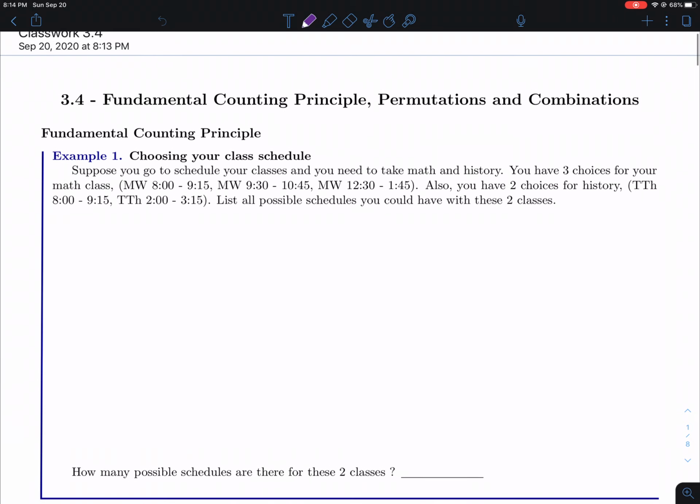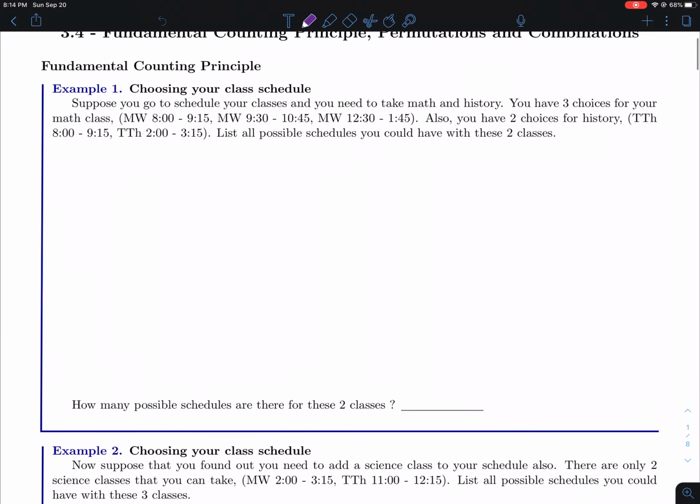So I thought we'd start off right away with a little example here. Suppose you're choosing your class schedule and you need to take a math class and a history class. We've got some different choices for these. What we want to figure out is, how many different schedules could I actually make with these 5 different choices and 2 different classes?